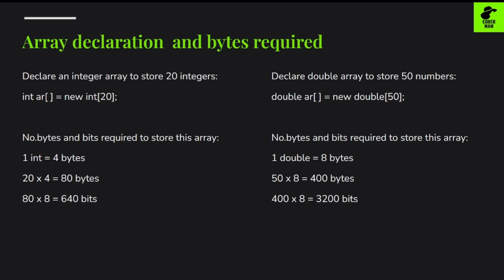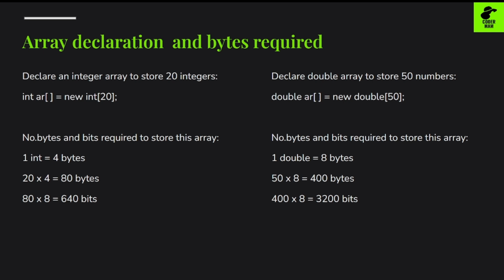Now let us see how to declare an array and how many bytes are required to store each array. So first, this is the declaration: data type, then we have to give array name, then subscript equal to new, again give data type and size of array. Here size of array is 20, that means we can store 20 numbers in that array. New is the keyword to allocate memory for this array. Now this is the declaration, data type, array name. Here array name is AR.